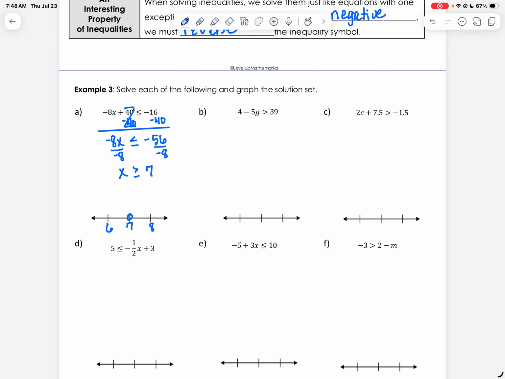I'll put a filled in circle at 7, and I want to shade the portion of the number line that is greater than or equal to 7. So that would be this direction to the right.